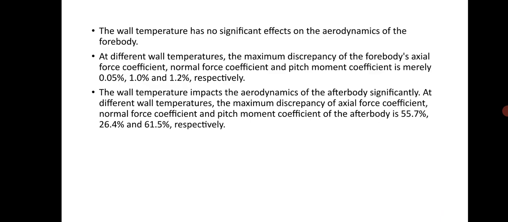The wall temperature has no significant effects on the aerodynamics of the forebody. At different wall temperatures, the maximum discrepancy of the forebody's axial force coefficient, normal force coefficient, and pitch moment coefficient is merely 0.05%, 1% and 1.2% respectively. The wall temperature impacts the aerodynamics of the afterbody significantly.